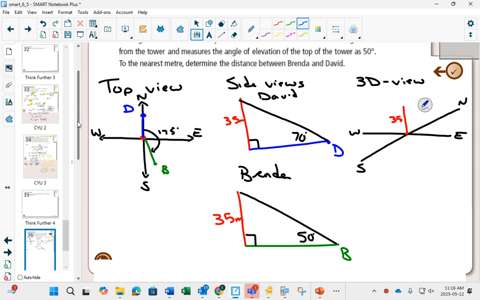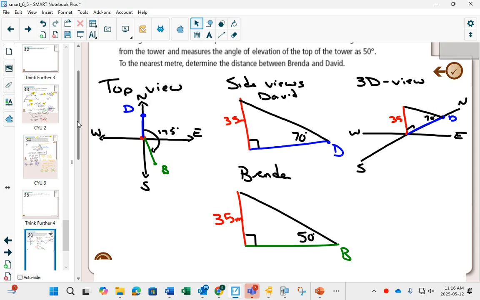David is on the north somewhere. Here he is. This is that blue line. But now we can see the triangle there, and there would be a 90 degree angle right in there of that triangle. We know that this angle right here is 70 degrees.